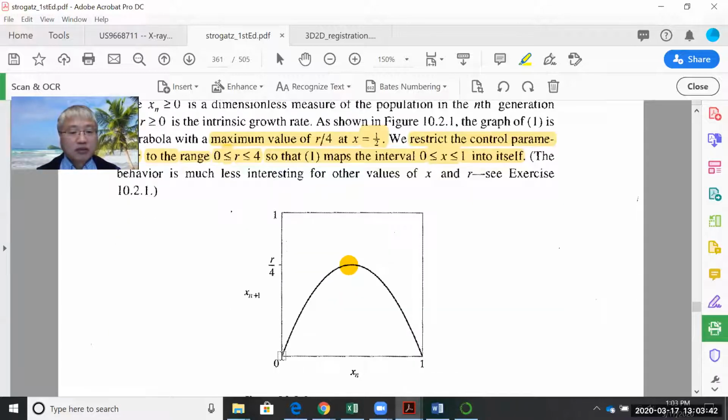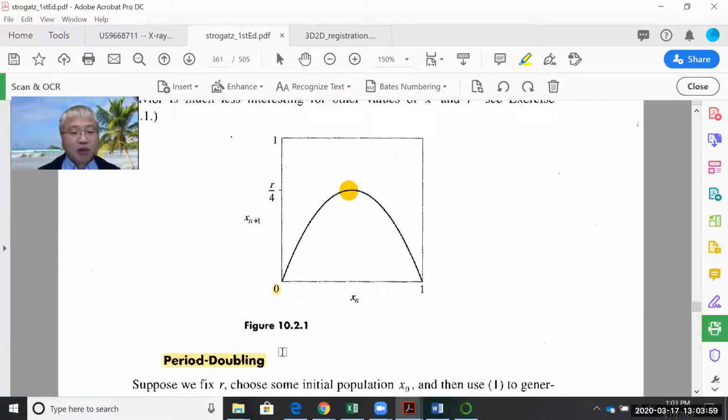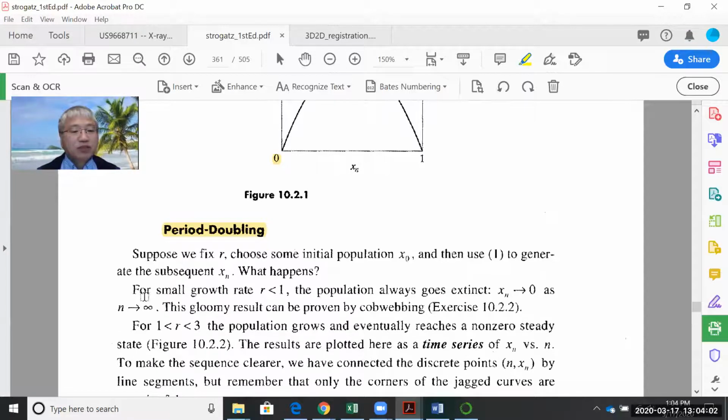Right. So this fixed point is stable when r is less than 1. So for small growth rate r less than 1, the population always goes to 0, because x equal to 0 is a stable fixed point.